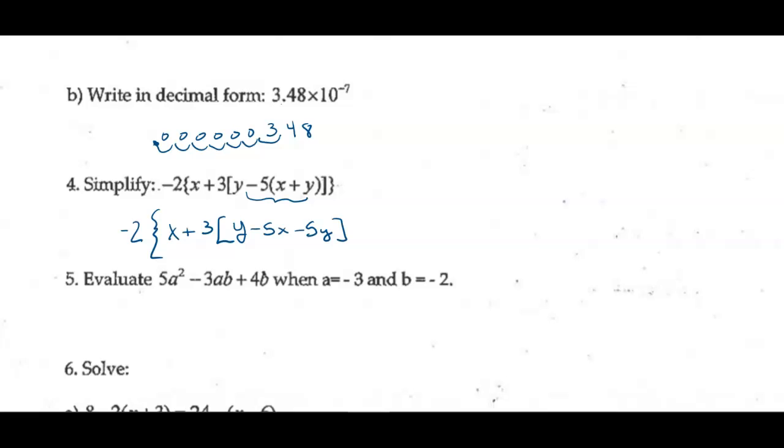Again, I'm going to say that a lot of the mistakes that students make can be avoided if you just take the time to write everything out each step. So then, again, my -2, x plus 3. I still need to clean up what's inside of there. I have y minus 5y is -4y minus 5x. Now that I have everything cleaned up inside the bracket, I can go ahead and distribute this 3.